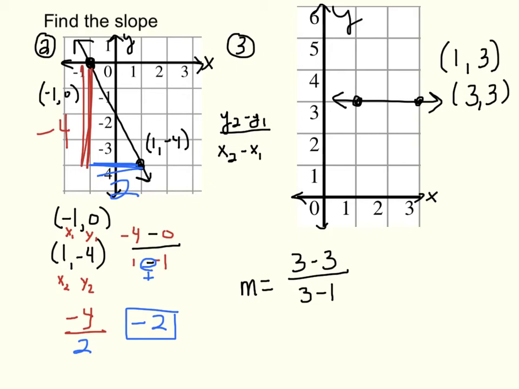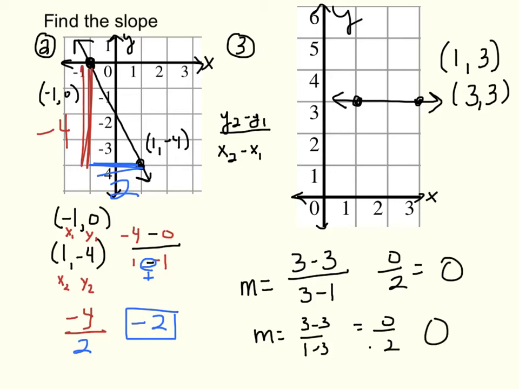You could have also done 3 minus 3 on top and 1 minus 3 on bottom. It doesn't matter. Same answer. 0 on top, 2 on bottom. But here's the problem: 0 divided by anything gives you 0. My slope is 0. Notice what kind of line that is. It's a horizontal line.